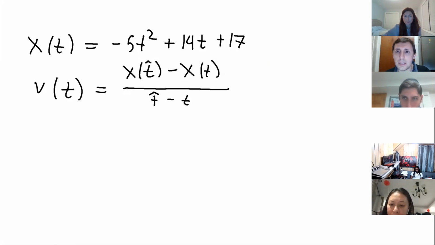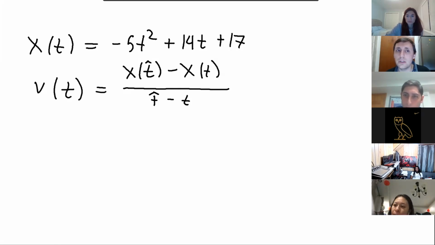Somebody says we can't see the screen. You mean you cannot see the screen? Can you see the screen, guys? Yeah, we can. Okay, good. Agreed, guys?